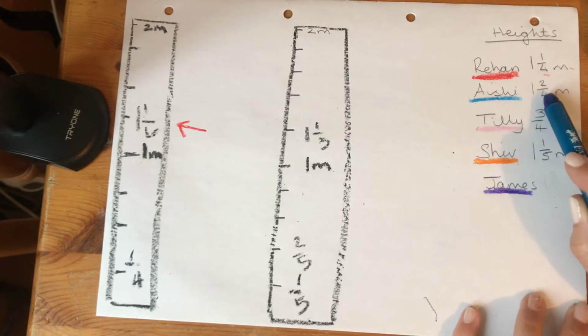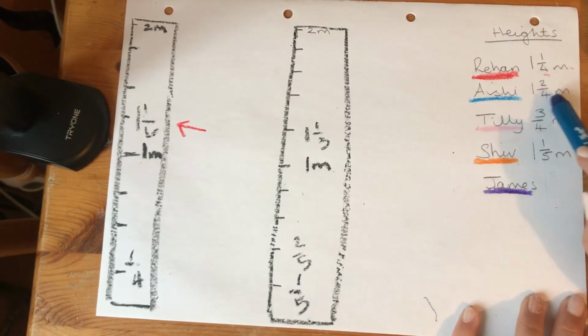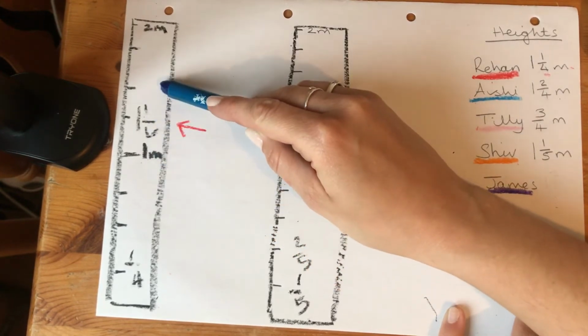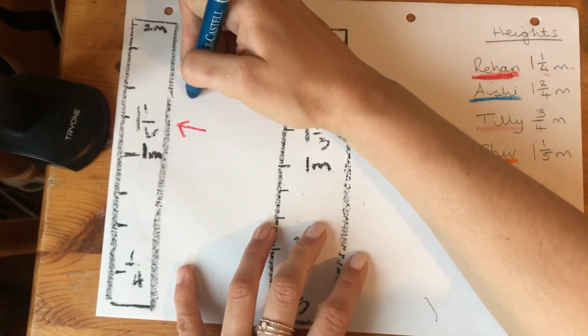Aishi is 1 2/4 or 1 1/2 metres. So again, we go to our 1 and then we count up 1, 1 1/4, 1 1/2. So that would be Aishi.